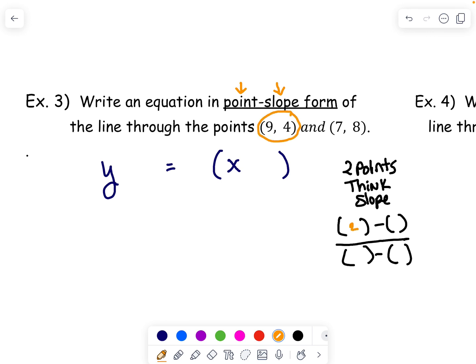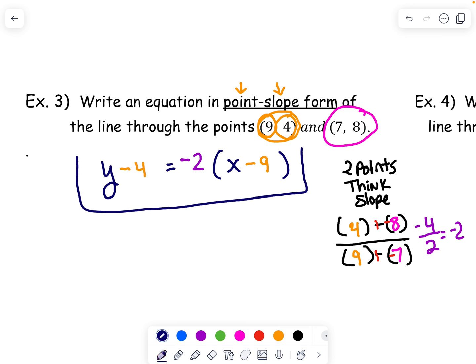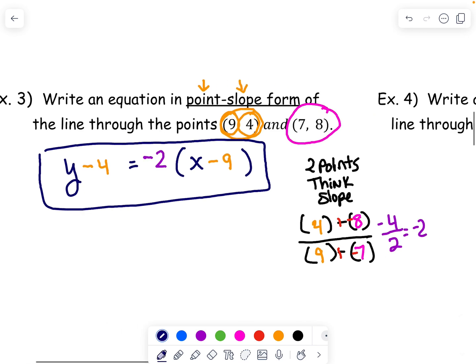I'm going to take this orange point, and I'm going to put the y on the top and the x on the bottom. And then I'm going to take this pink point, and I'm going to put the y on the top and the x on the bottom. Add the opposite, and so I'm going to end up getting -4 over 2, which is -2. Well, that means my slope is -2. Now, the interesting thing is I could use either my orange point or my pink point, and I will be correct. I'm going to use my orange point. So if my x is 9, this will be the opposite of 9. If my y is 4, this will be the opposite of 4. And so I am finished with my point-slope form.